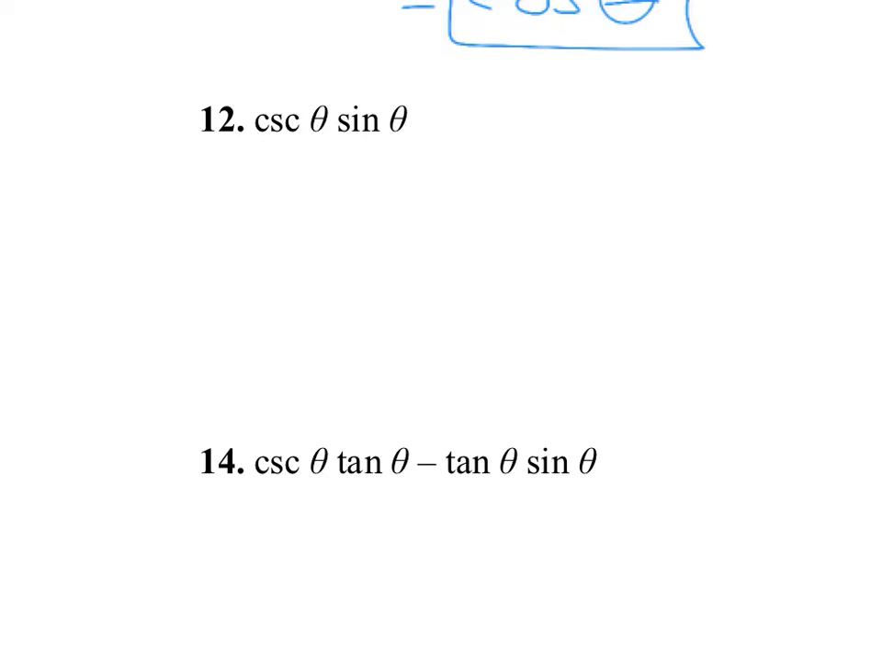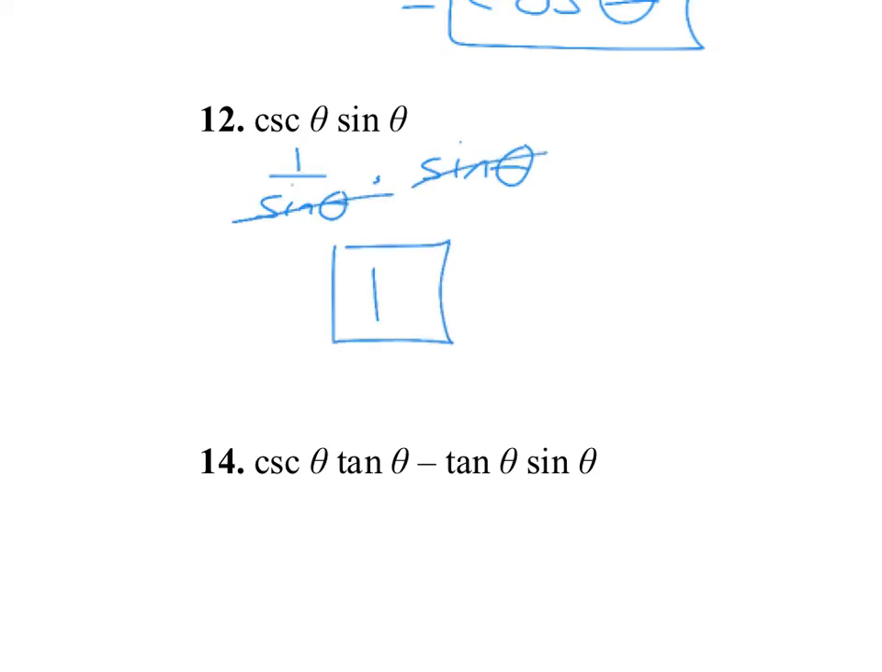Okay, cosecant, we know that's the reciprocal of sine, so this becomes 1 over sine theta times sine theta. So that one was pretty easy. That one is just 1 because the sines cancel out.